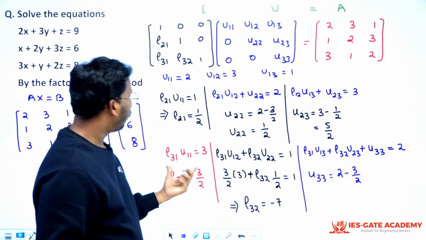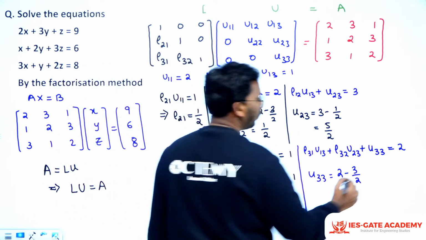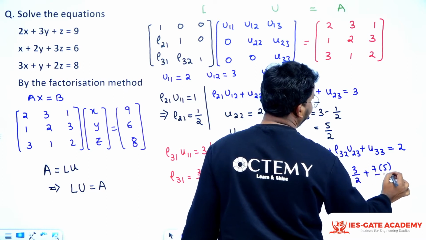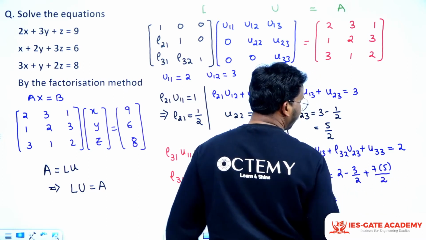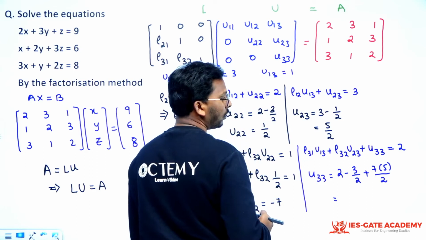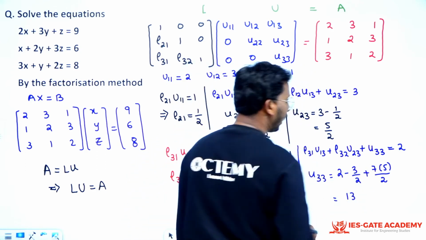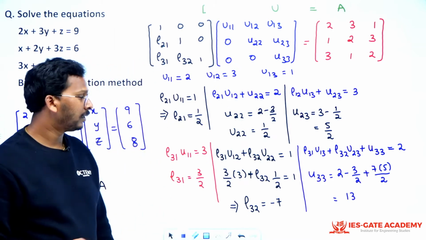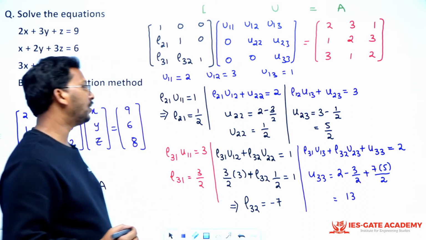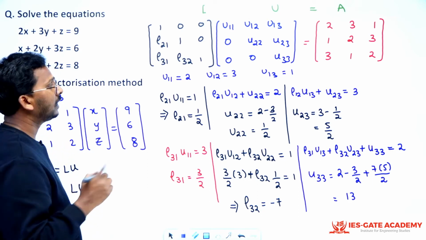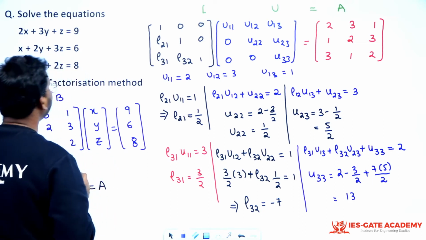U23 we might have found out somewhere here. It is 5 by 2. So plus 7 into 5 by 2. So what will this become? This will become 4 minus 3, 1, and 13 it will become. So these are the elements which you have to find. So we have decomposed. The first step is done, the decomposition. Let us do the next step.